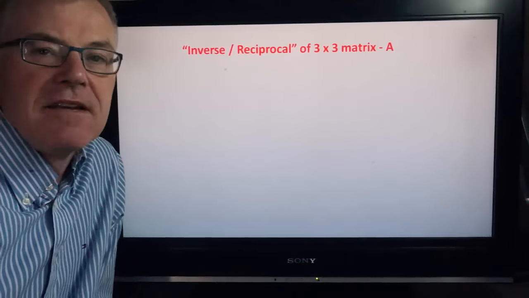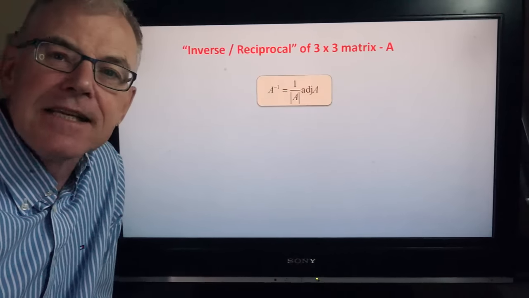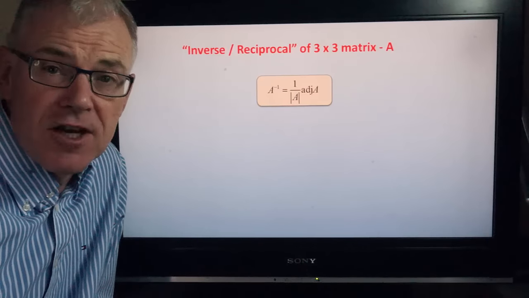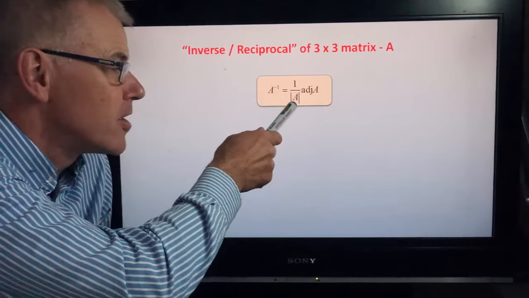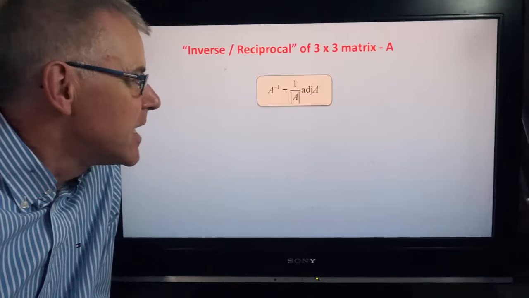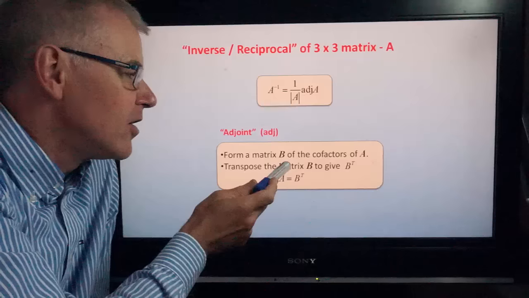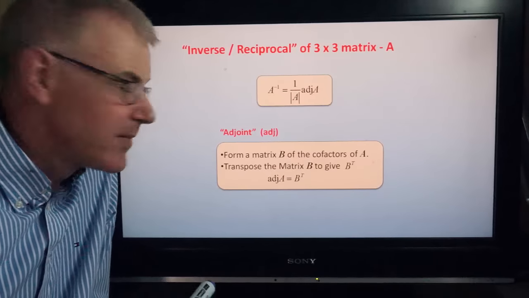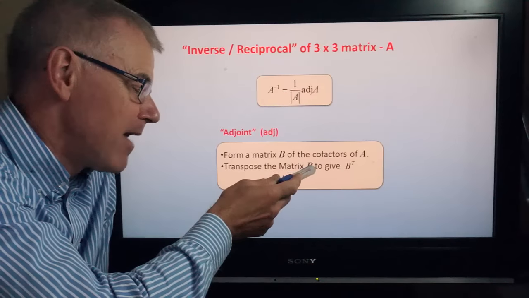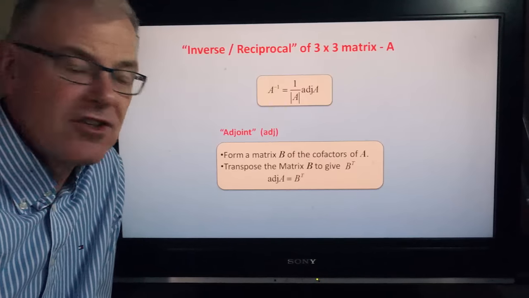So how do we get the inverse of a 3 by 3 matrix? Well, the inverse is defined as the adjoint times 1 over the determinant of the matrix, or 1 over the determinant multiplied by the adjoint. And the adjoint, which is a new concept, is found by forming a matrix B of all of the cofactors of the elements of A, and then transposing the matrix to give the matrix BT. And this transposed matrix is called the adjoint.